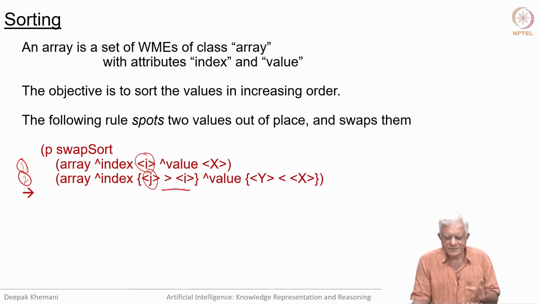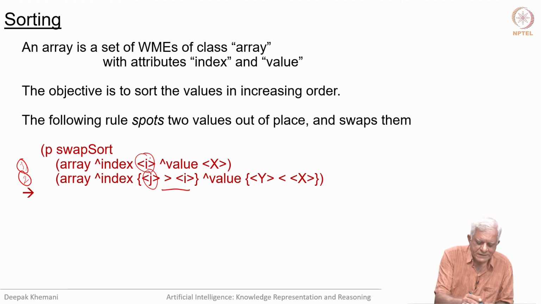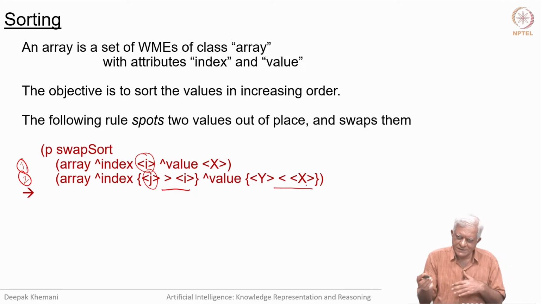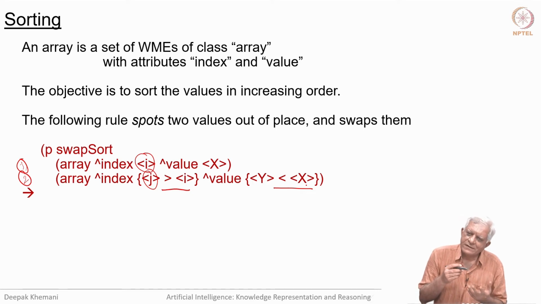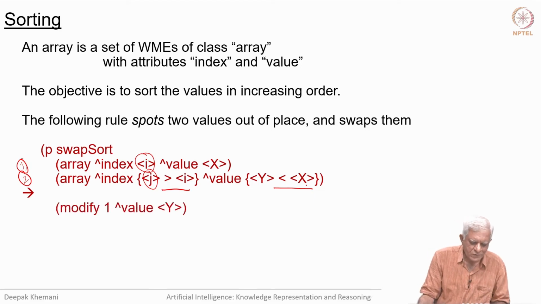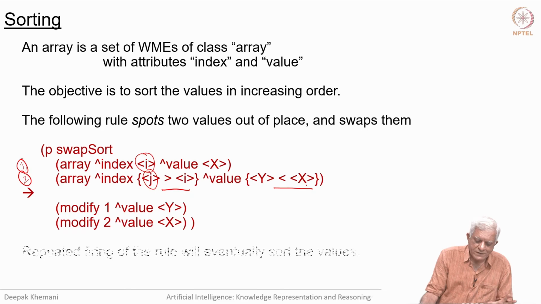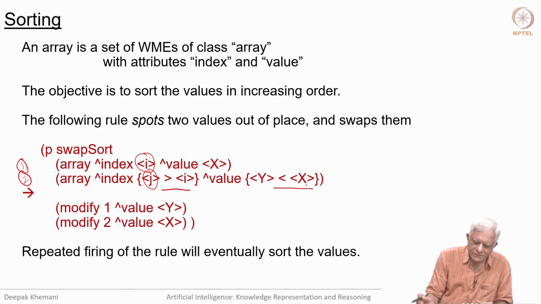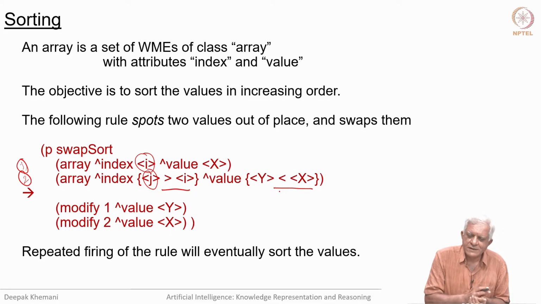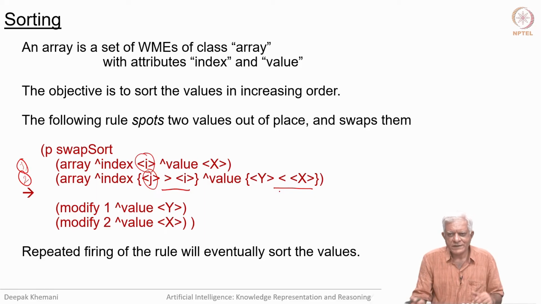So, if there are two such records such that the first record has a value x and the second record has a value y, but this value is less than x, so it comes later but its value is smaller, we would like to swap the values and that is what this rule does. It says modify 1 so that its value is y, which is the smaller of the two values, remember y is smaller than x, and modify 2 so that its value is x. So, we have swapped those two values and that is the entire program for sorting an array.